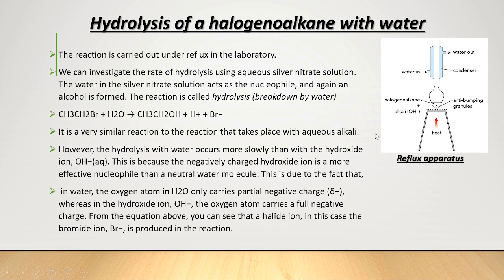If we hydrolyze a halogenalkane with water, for this purpose we have to do a reflux action. You can see this reflux apparatus here, in which we put a halogenalkane here, a condenser here, and we heat it here. So with the help of water, the halogenalkane is converted into alcohol along with the formation of the bromide ion. In water, the oxygen atom in H2O also carries a partial negative charge, whereas in the hydroxide ion, the oxygen atom carries a full negative charge. From the equation above, you can see that a halide ion, in this case the bromide ion, is produced in the reaction.